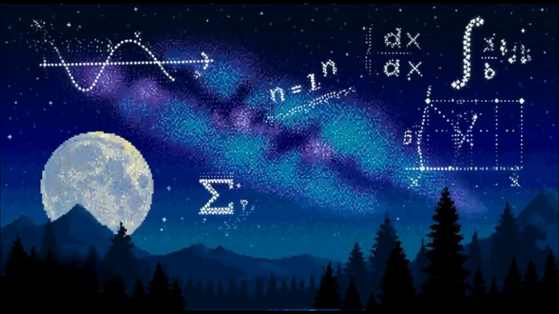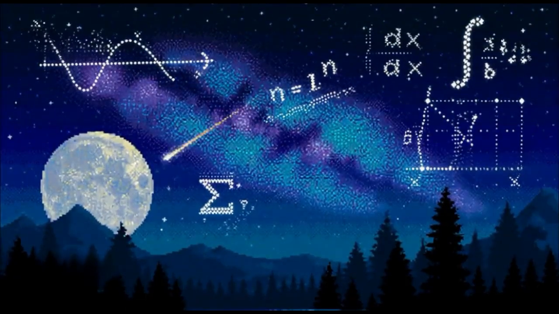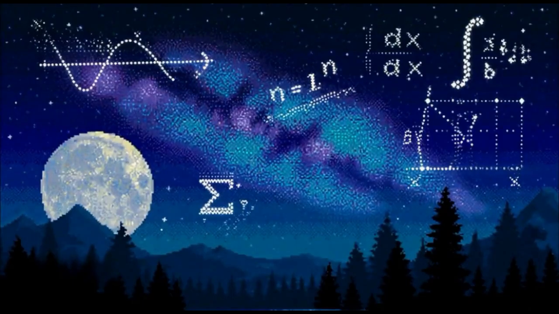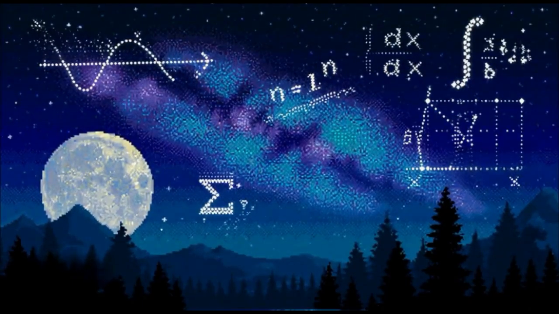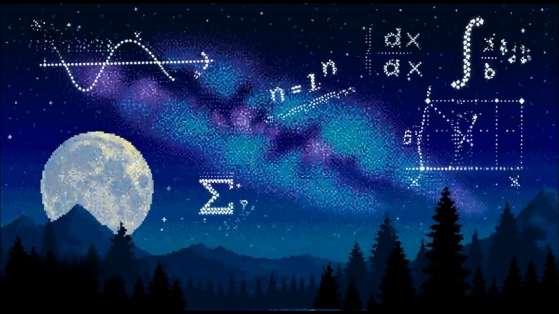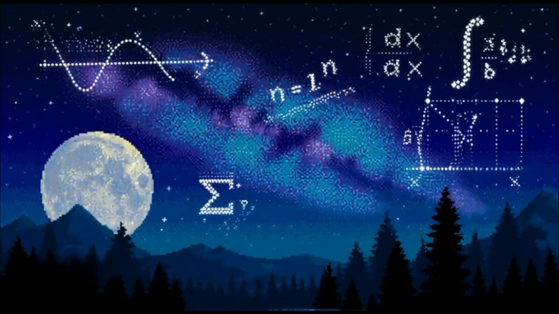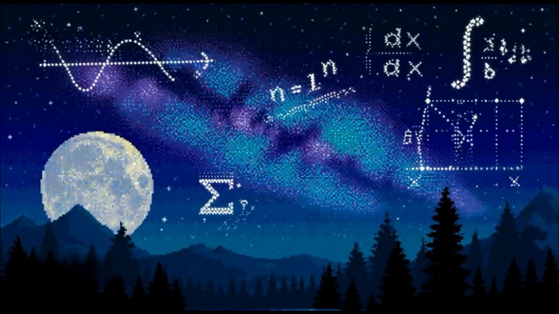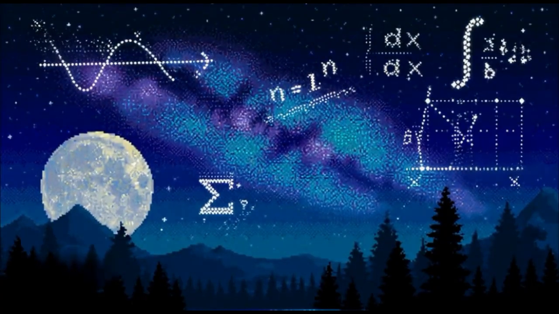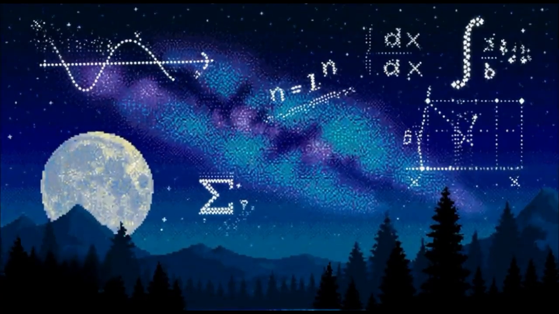The integral from 0 to 1 of x minus x squared dx equals x squared over 2 minus x cubed over 3, evaluated from 0 to 1. At x equals 1, we get 1/2 minus 1/3 equals 3/6 minus 2/6 equals 1/6. At x equals 0, we get 0. So the area is 1/6 square units.